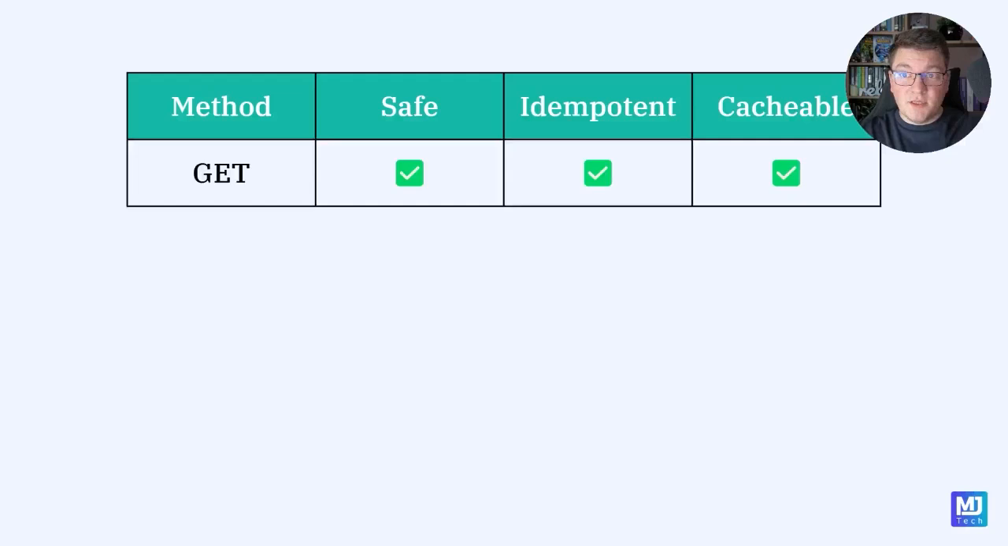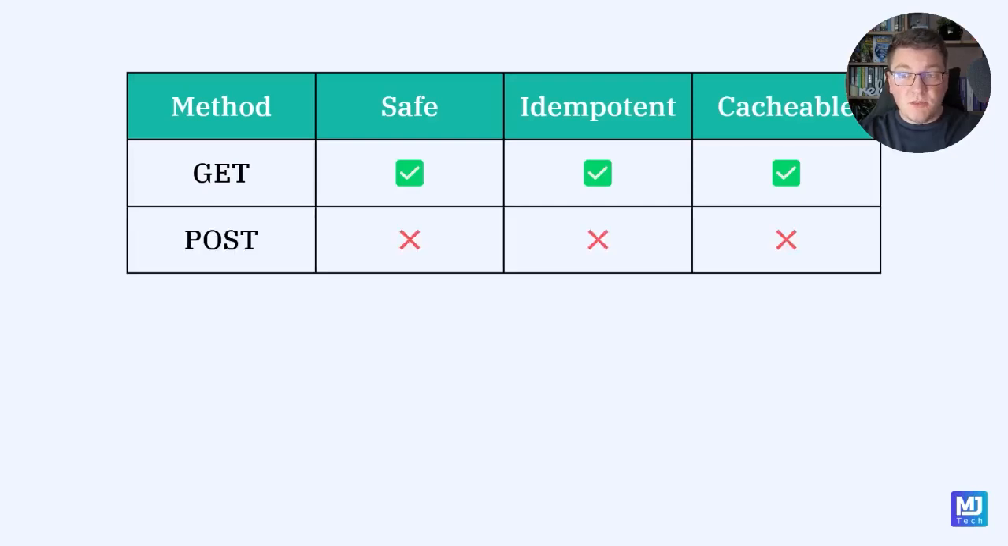Let's start with the GET method, which is safe, idempotent, and cacheable. So let me explain this. GET is a safe method because it doesn't change anything on the server. We can send multiple GET requests and obtain the same response, which is why it's also idempotent. And then the response of a GET request can be cached if it's marked as cacheable using the respective headers.